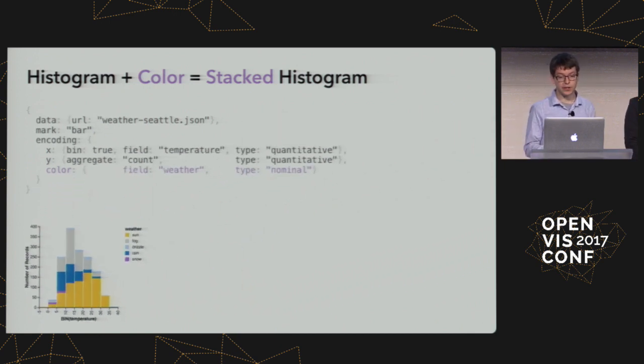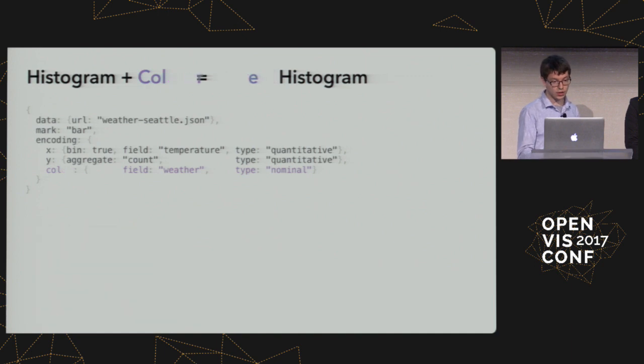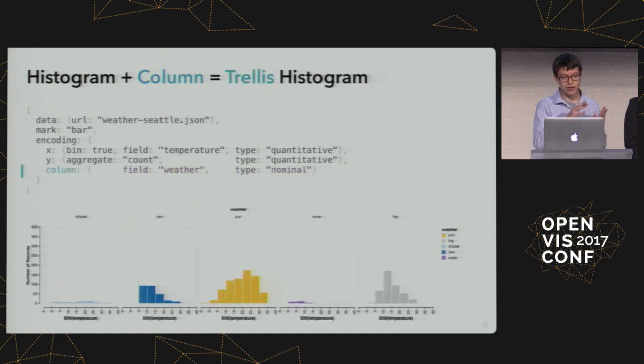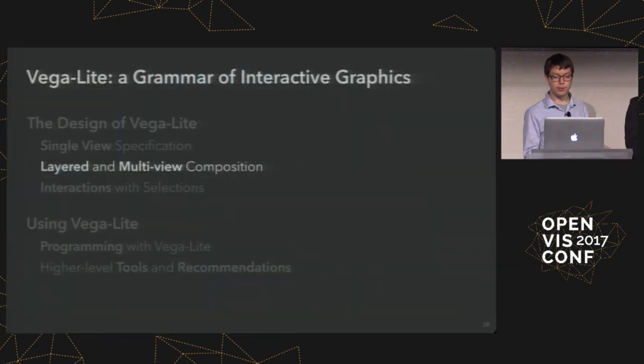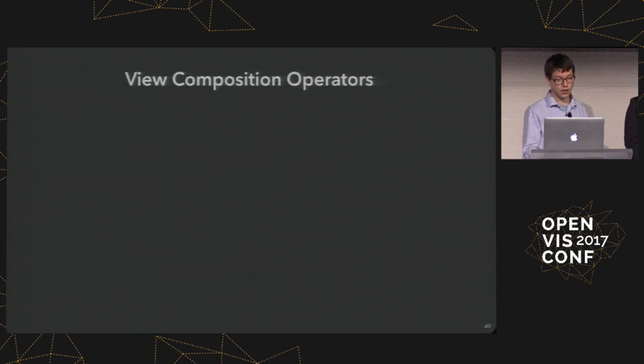We can change this by switching from a color encoding to a row encoding. And this way, we lay out the bars in space. And this is the first example of layered and multi-view composition in Vega-Lite. Vega-Lite has a grammar to compose views in new ways to fit new opportunities.